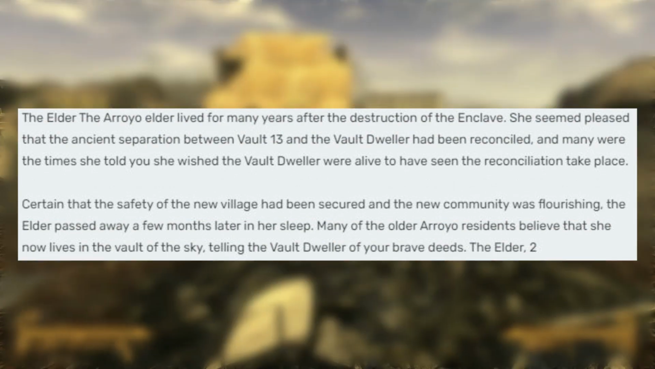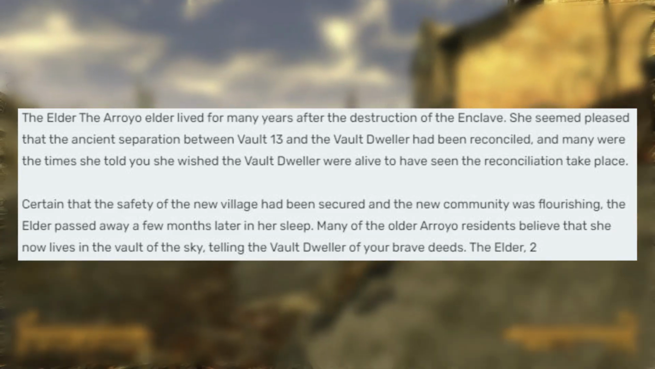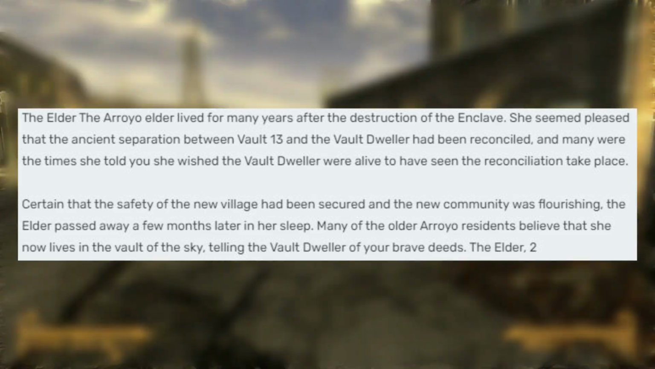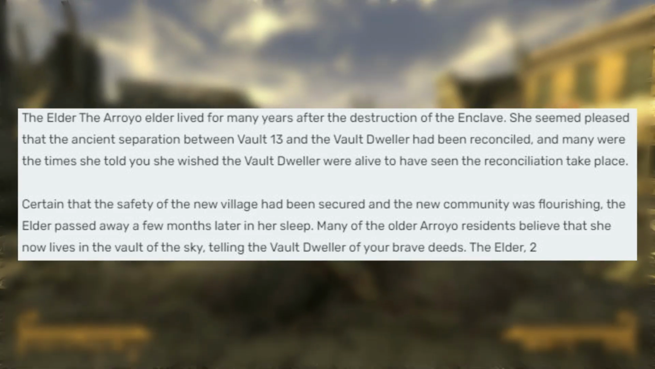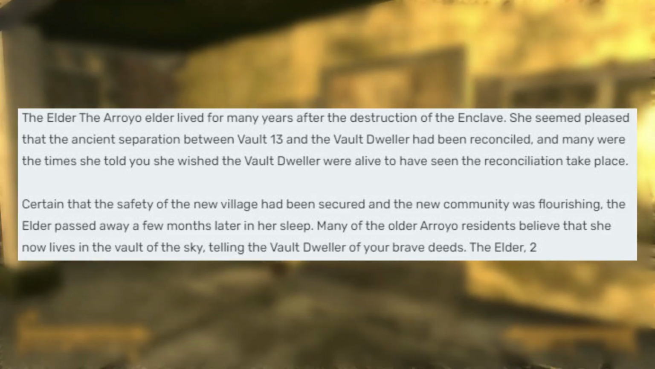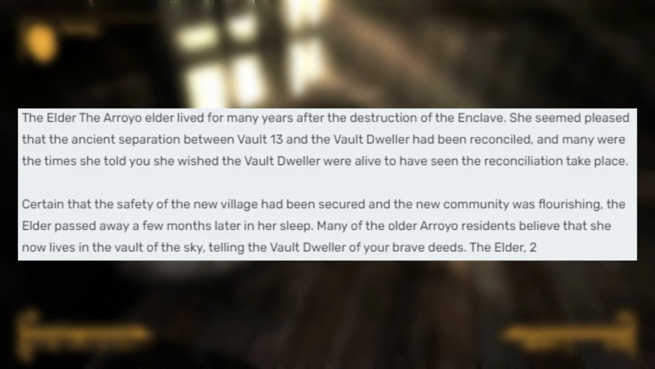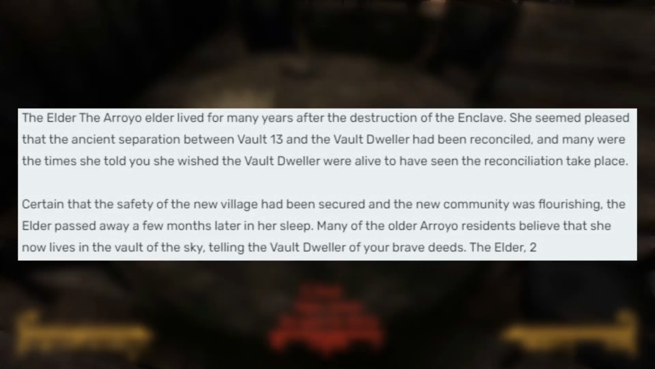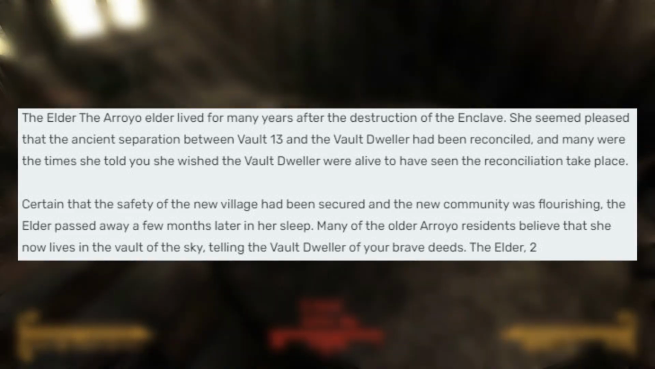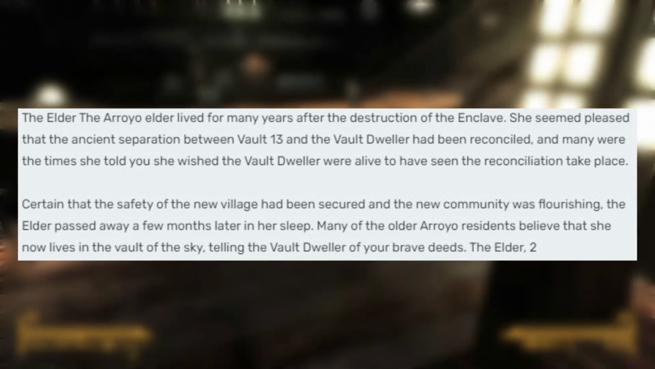The village elder's is: the Arroyo elder lived for many years after the destruction of the Enclave. She seemed pleased that the ancient separation between Vault 13 and the Vault Dweller had been reconciled, and many were the times she told you she wished the Vault Dweller were alive to have seen the reconciliation take place. Certain that the safety of the new village had been secured and the new community was flourishing, the elder passed away a few months later in her sleep. Many of the older Arroyo residents believed that she now lives in the vault of the sky, telling the Vault Dweller of your brave deeds.